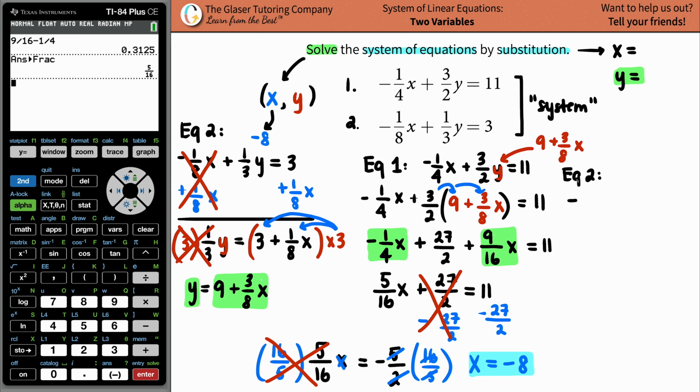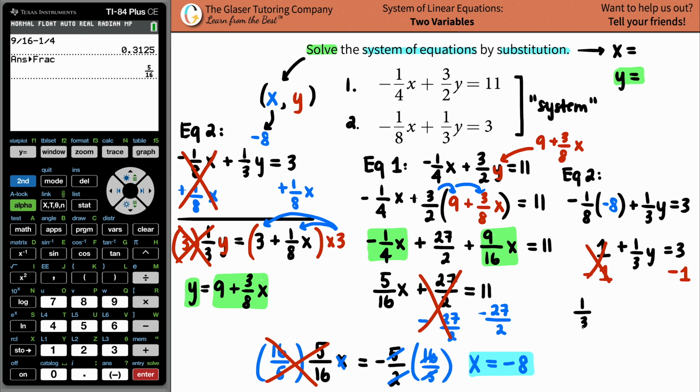So it's going to be -1/8 times the x value that we just got, which was a -8, and then plus 1/3 y equals 3. Negative times a negative is a positive, and 8 divided by 8 is 1. So this would be just a 1 plus 1/3 y equals 3. Subtract 1 on both sides. This cancels out. You're left with 1/3 y equals 3 minus 1, which is 2.